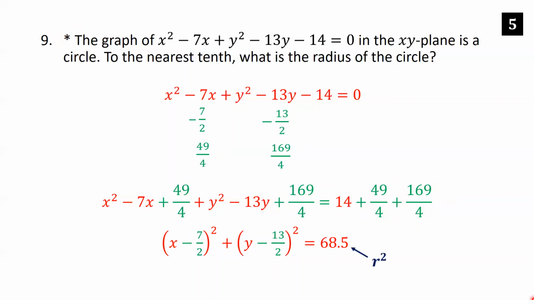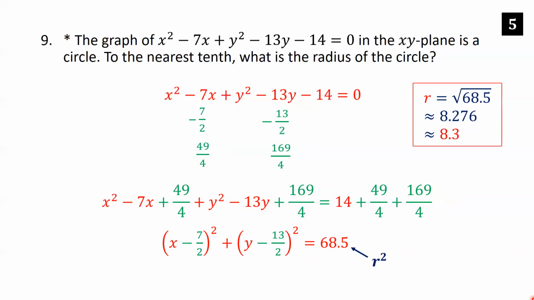Okay, so r squared is 68.5. So r is the square root of 68.5, which when you put it in your calculator is about 8.276. And to the nearest tenth, right, we want it to the nearest tenth, that's 8.3. We round the 2 up because there's a 7 after the 2. And that is the answer.